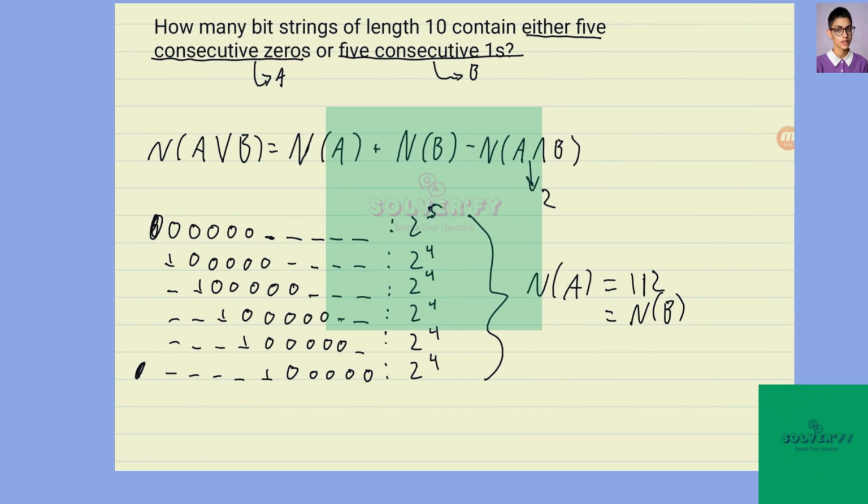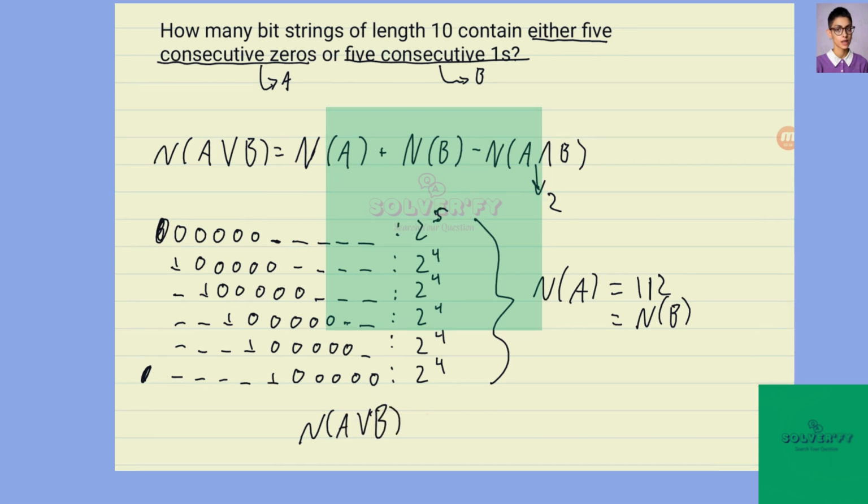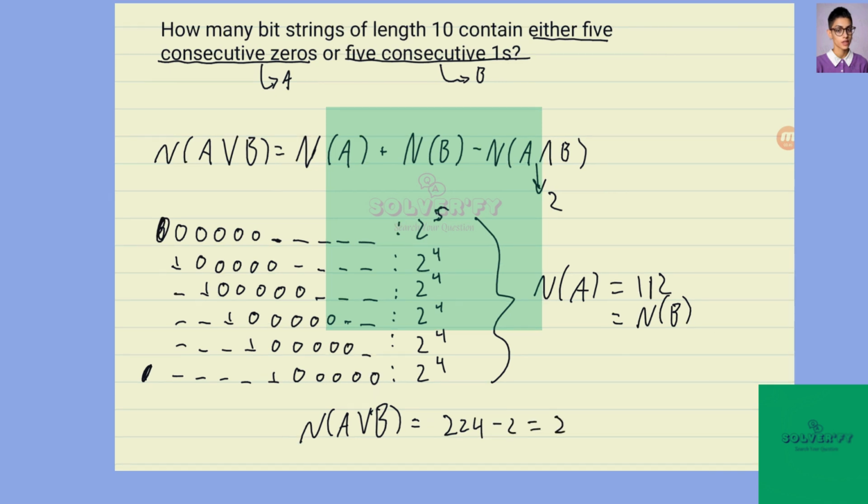So the total for A or B is going to equal 112 plus 112 minus 2, or 222.